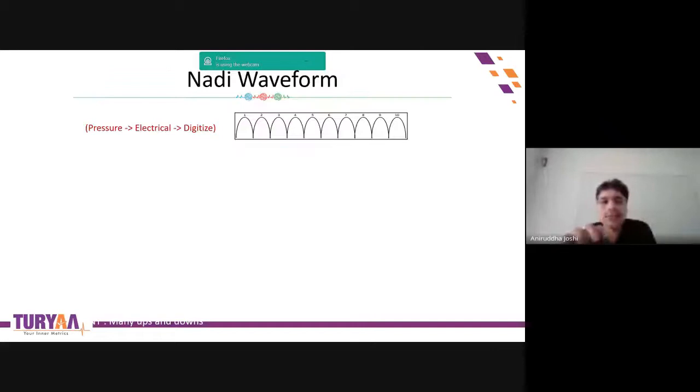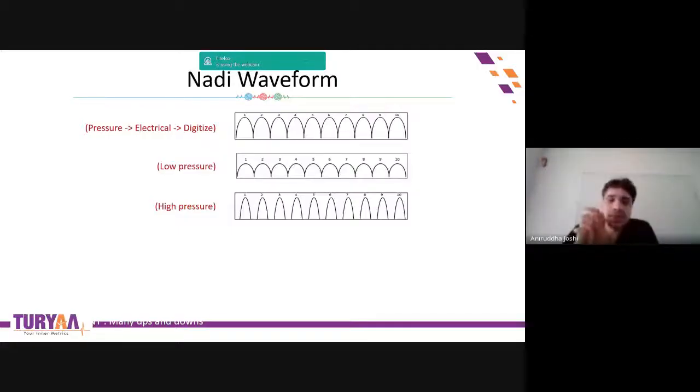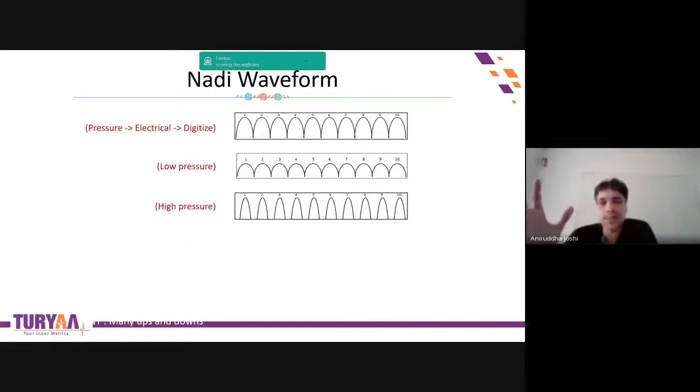Let me explain how this can be visualized. Suppose this is a 10-second graph. Every second there's a tuck, tuck, tuck, tuck, and so on. You can visualize that every second there is one pulse beat. And if we observe ourselves throughout the day, sometimes the pressure is low, sometimes the pressure is high, the volume is high, and so on. As someone with a computer science, electronics, data and signal processing background, I can correlate this: every second there's one pulse beat, and I can observe it as a hump-like structure.